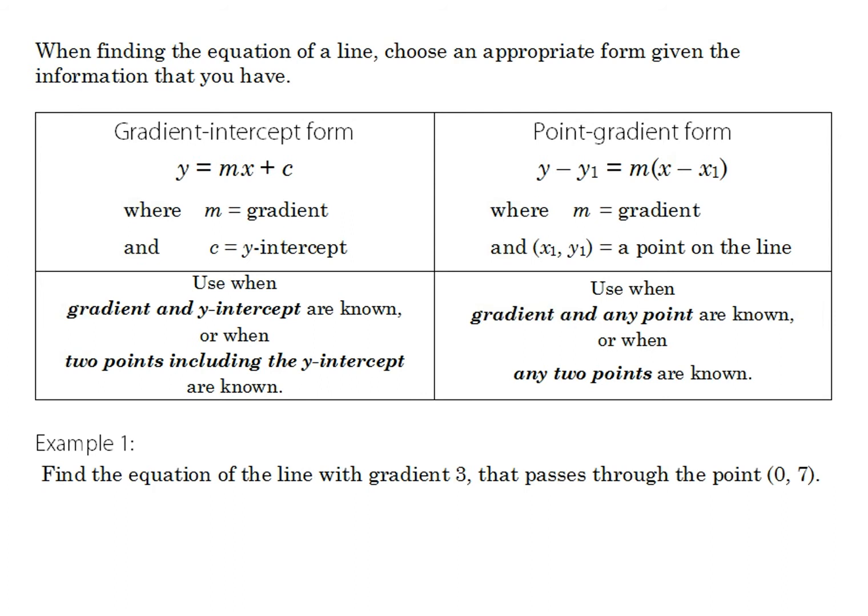We wish to find the equation of the line which has a gradient of 3 and passes through the point 0, 7. So the first thing I'm recognizing here is that 0, 7 is a y-intercept. It's a point on the y-axis. Gradient of 3. So straight away I've got the gradient and the y-intercept. No messing about. I can write down my equation. Gradient of 3, y-intercept of 7, y is equal to 3x plus 7.